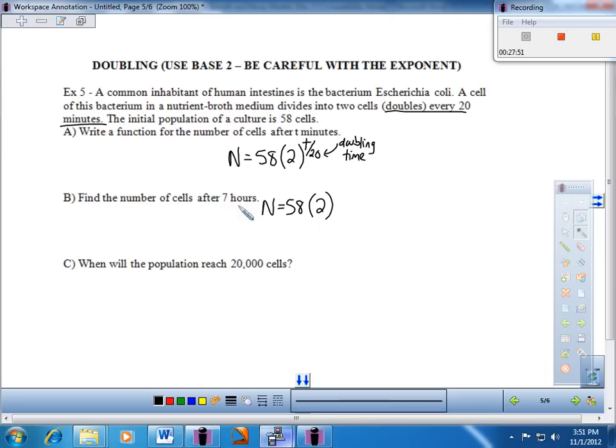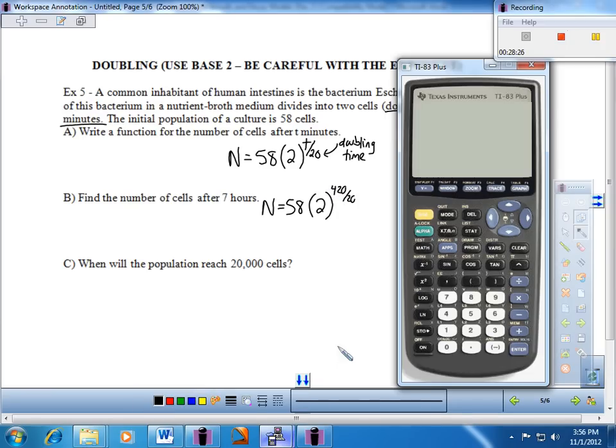So 7 times 60 should be 420. So this would be 420 divided by 20. And again, when we put that in the calculator there, we probably want to go ahead and put parentheses around that. But you could sort of think about this. In 7 hours, how many doubling periods would there be? Well, 420 divided by 20 actually happens to be 21. And that makes pretty good sense. There are 21 doubling periods in that 7 hours. And so we want to apply that base 2 exactly 21 times.